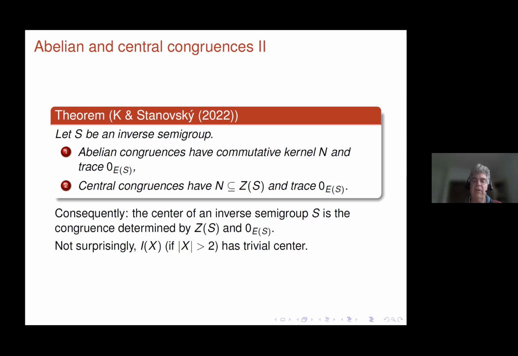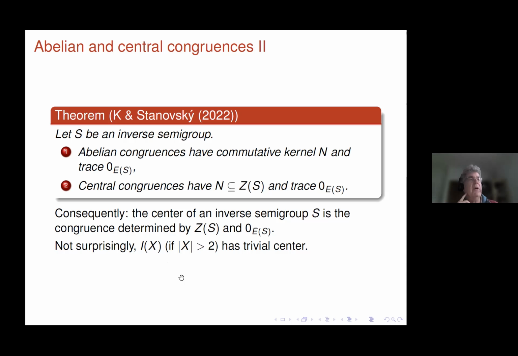And so as a consequence, the center of an inverse semigroup is the congruence which is actually determined by our friend Z of S and the equality relation on the semilattice. As an example, and this shouldn't come as a surprise if you think about symmetric groups, based on this, it's easy to see that the symmetric inverse monoid, if your underlying set is sufficiently large, has trivial center.